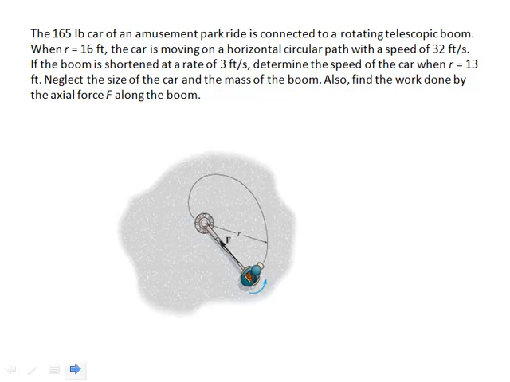In this problem, we have an amusement park ride going around in a circle, and it's changing its distance from the pivot point, which is right here. So I've got a circular path going on, which tells me circular motion, or in this case, angular momentum, is what I want to concentrate on.